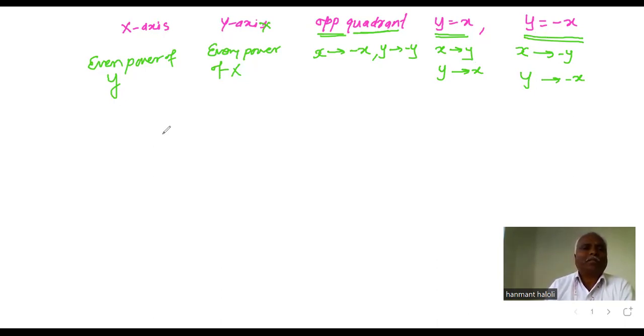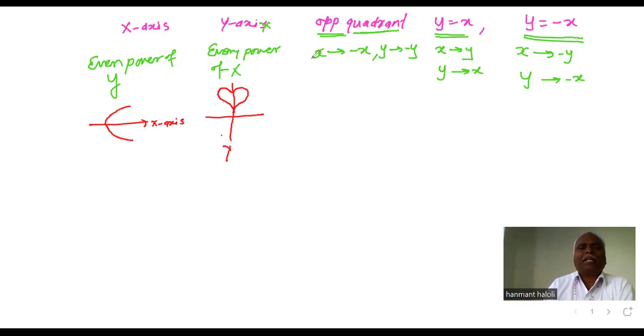I'll just show you the nature of the curves, how the curve looks with these symmetries. Symmetry about x-axis, even powers of y, means like this. The curve is symmetric about this axis: on both sides of the x-axis, the curve must be the same. Symmetry about y-axis: suppose this is our y-axis and a curve is there like this, then this side also you get the same curve. Symmetric about y-axis.